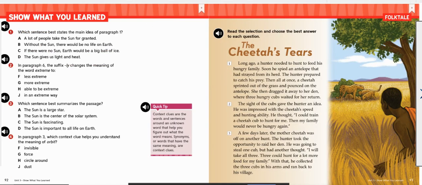I'm going to read just the question, not the possible answers. Number 1, which sentence best states the main idea of paragraph 1? Number 2, in paragraph 6, the suffix ly changes the meaning of the word extreme to. Number 3, which sentence best summarizes the passage? And number 4, in paragraph 3, which context clue helps you understand the meaning of orbit? So now I'm ready to read this passage.